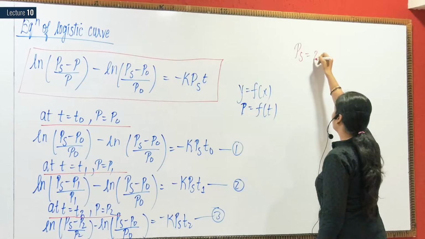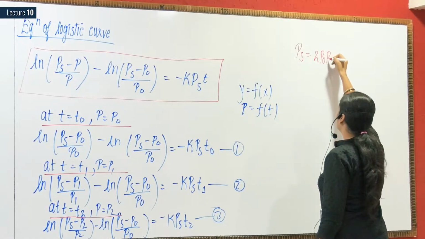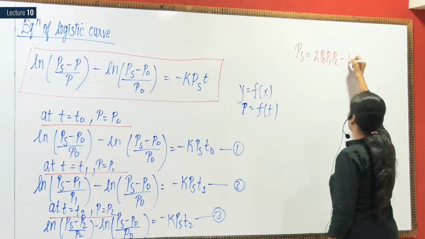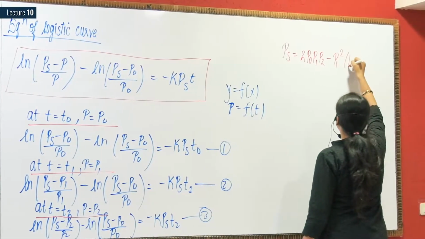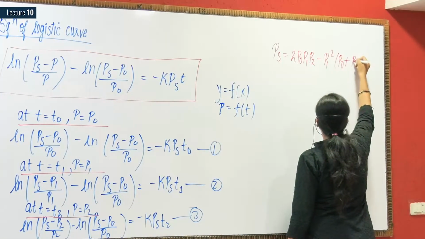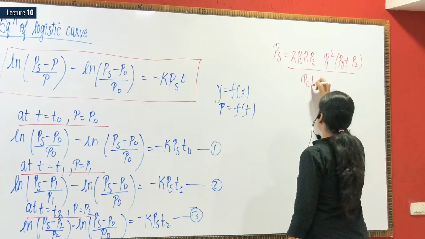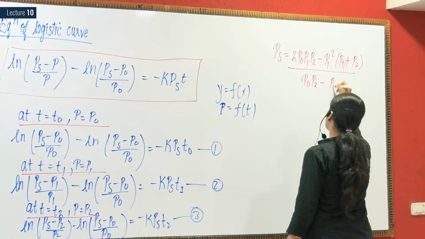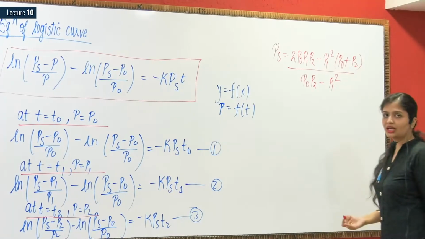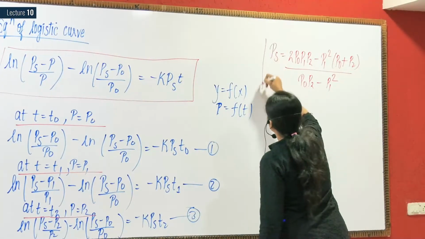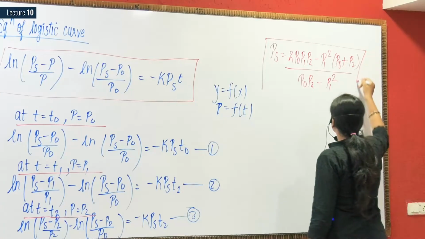PS is equal to 2 P0 P1 P2 minus P1 square (P0 plus P2), upon P0 P2 minus P1 square. This formula you have to remember. Just solve one or two questions, you will remember this formula.